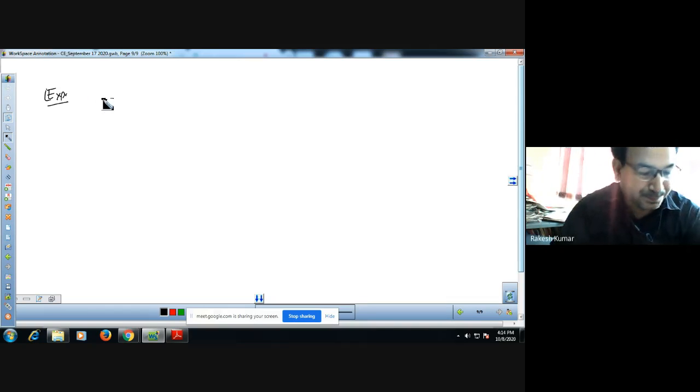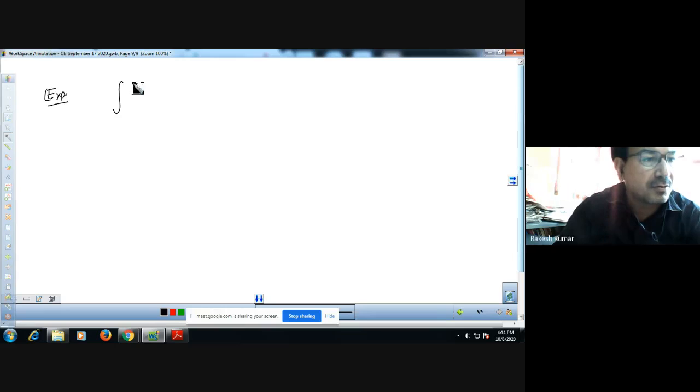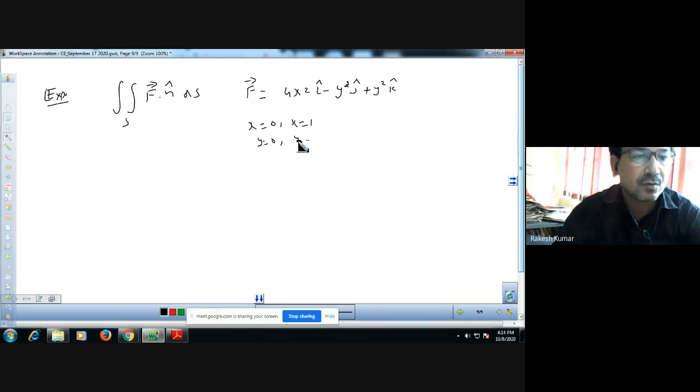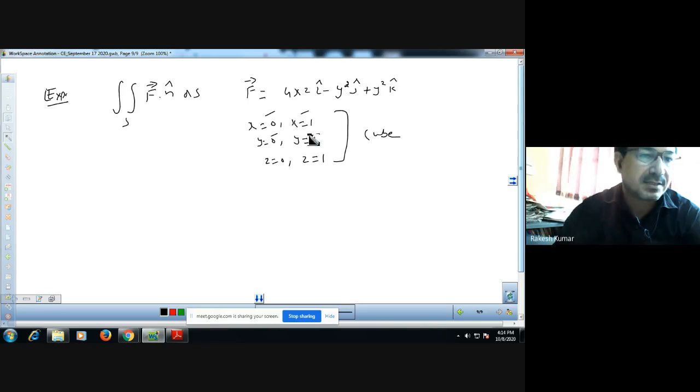The example is to find the surface integral of f dot n cap ds, where the f vector is 4xz i cap minus y square j cap plus y square k cap, and S is the surface of the cube bounded by the planes x equal to 0, x equal to 1, y equal to 0, y equal to 1, z equal to 0, z equal to 1. This is the cube we have been given, with these 6 faces.